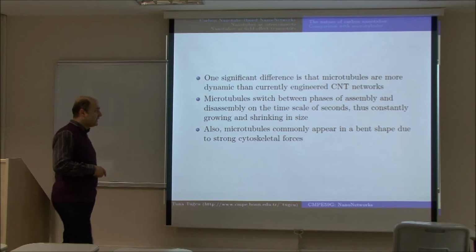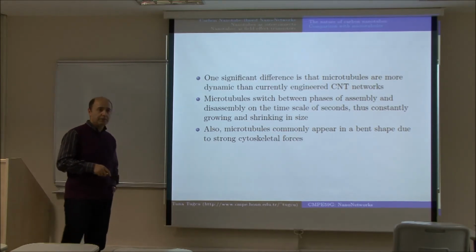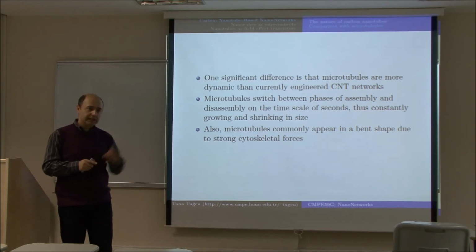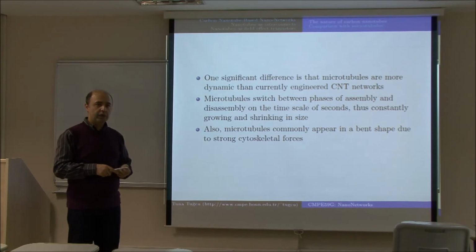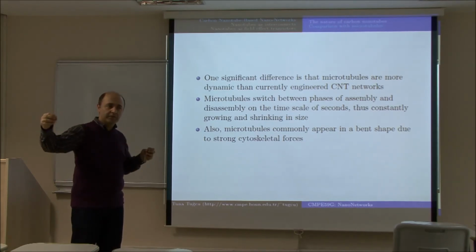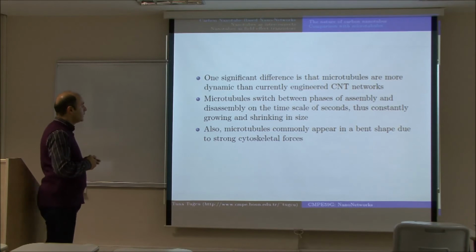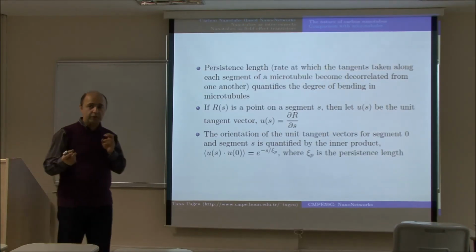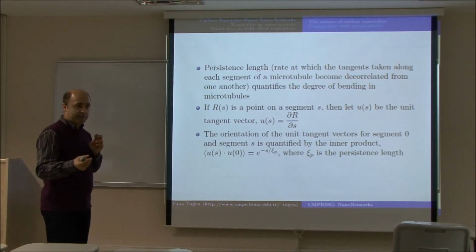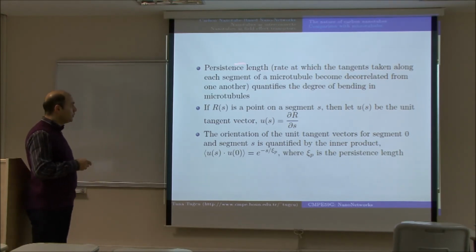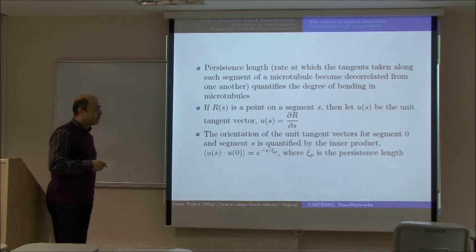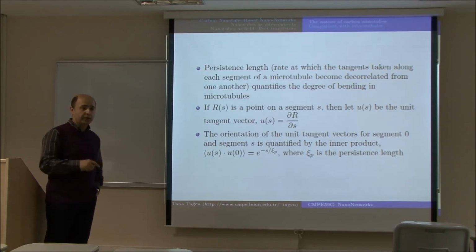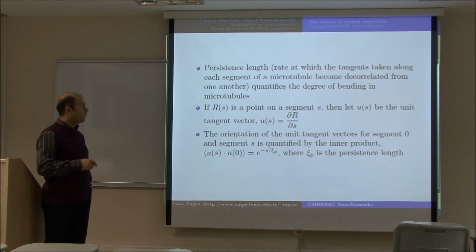Also, microtubules commonly appear in a band shape. That's also an important feature due to the strong cytoskeletal forces. They're not in straight lines, whereas in the case of carbon nanotubes, they're mostly cylindrical. That's also an important difference. Remember, when we were discussing the microtubules in chapter 2, we talked about persistence length. The persistence length was actually the rate at which the tangents taken along each segment of the microtubule become decorrelated from one another.